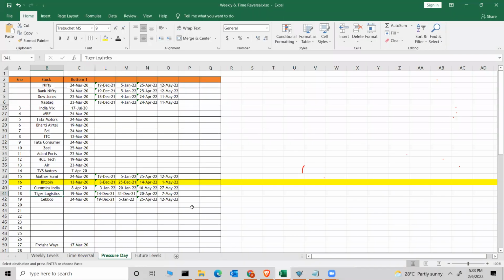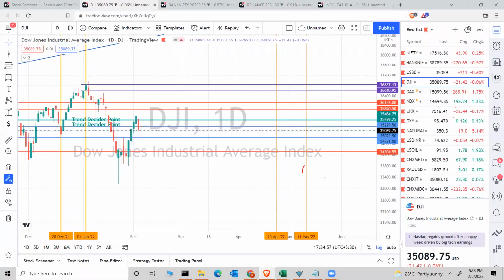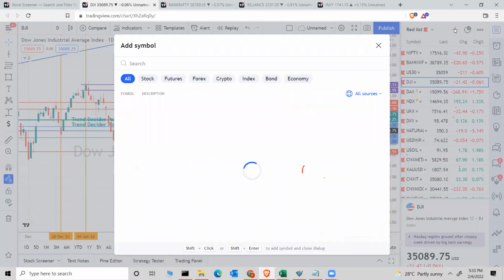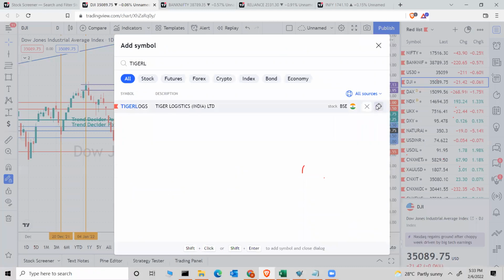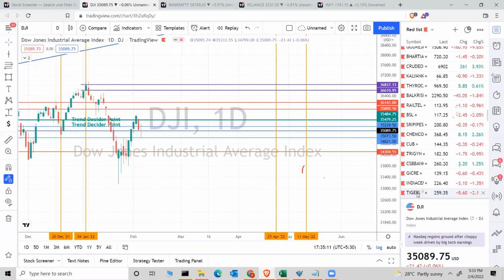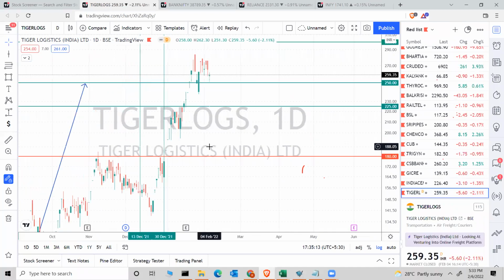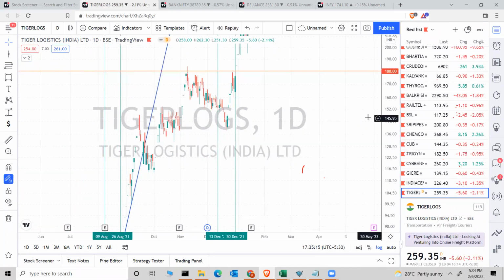So Tiger Logistics, I'll show you a classic example. Tiger Logistics was trading around 67 rupees, and I shared this call with my team and my students from 67. See what has happened.